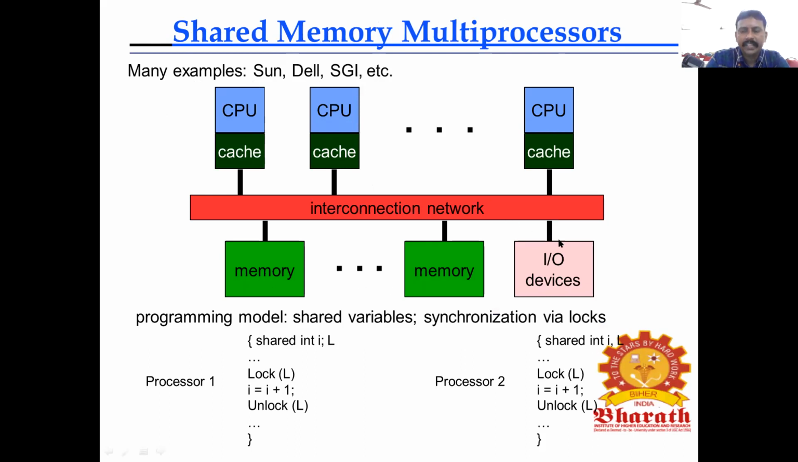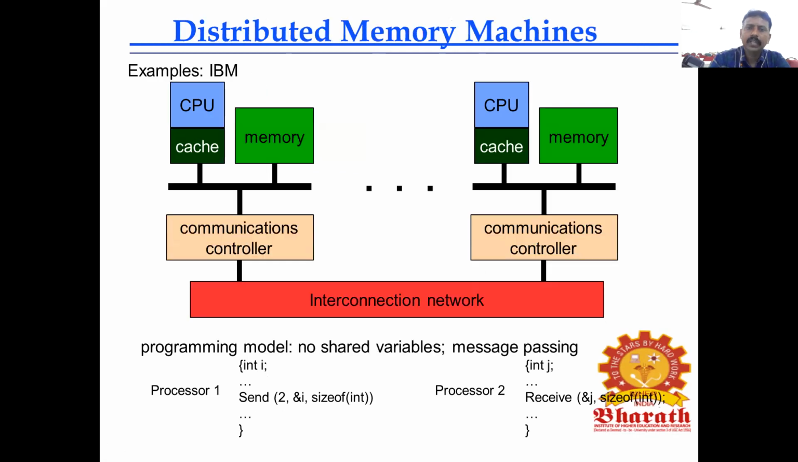This memory will be connecting input/output devices. In this programming model, variables are shared and synchronized via a lock. In the case of a locking process, there will be processor 1 and processor 2, and a number of processors should be there. And for the distributed memory mechanism, for example, IBM has an important role to perform.